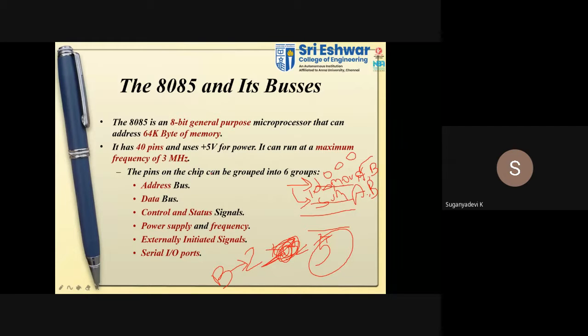5 volts is consuming more power, isn't it? If you go for 3.3 volts, for example MSP 430 or launching pads like Arduino or Raspberry Pi, all these processors or launching pads will work with low power energy. 3.3 volts is sufficient to work with. Here it requires plus 5 volts of power and the frequency is 3 megahertz.